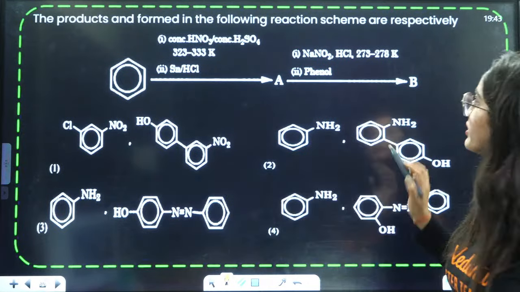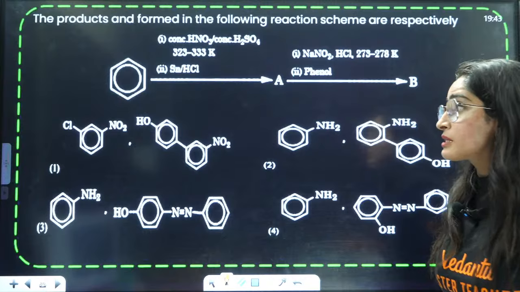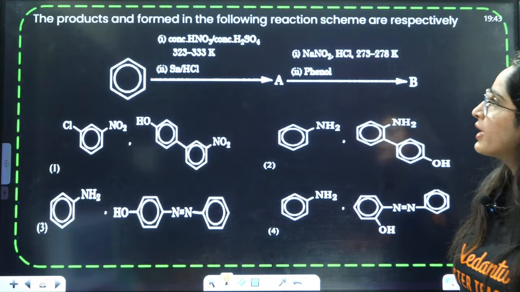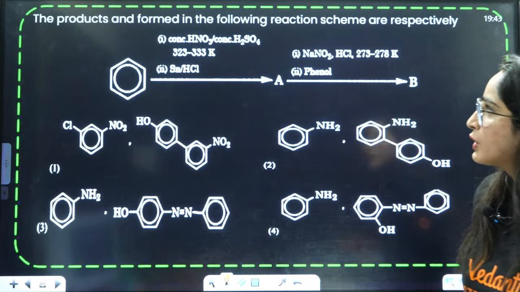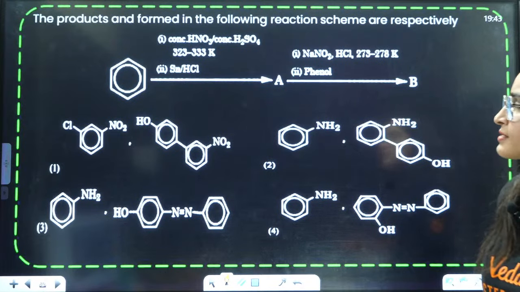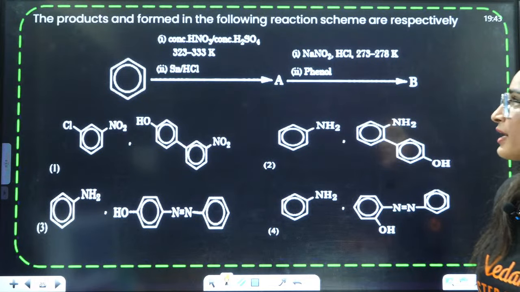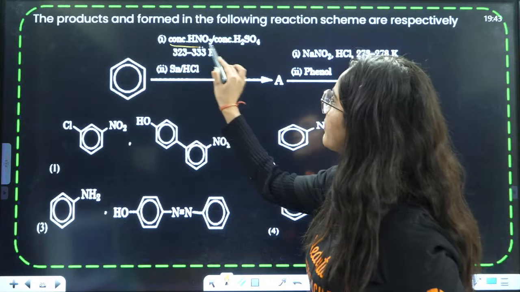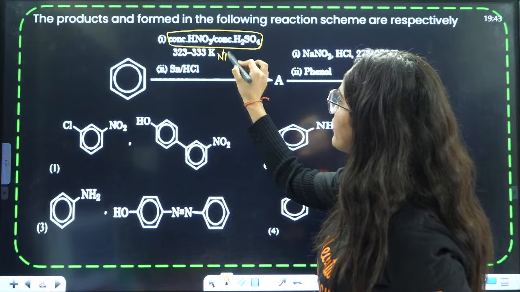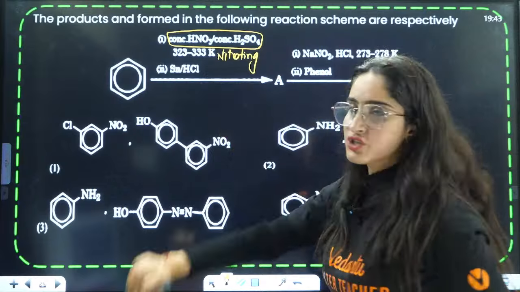Next is the products formed in the following reaction. The products that are formed in the following reaction scheme are respectively. This is a very good question. Firstly, from benzene they are doing concentrated HNO3, concentrated H2SO4. This is a nitrating mixture. I am giving you the hints here.